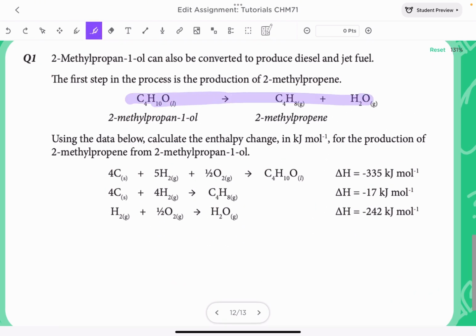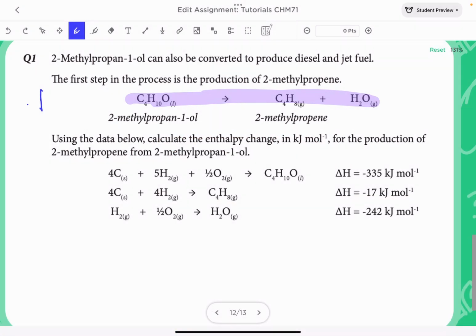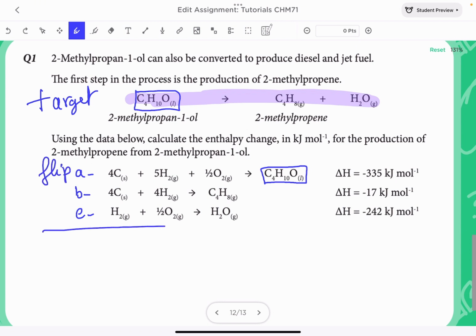Again, one more example. Here's my target equation. That's my target. And I am given equations A, B, and C. So I'm going to search for it. I found it over here. However, C4H10O, I need it as a reactant, not a product. So I decide to flip A. So it's going to be C4H10O, I'll write it again, and I flip it.